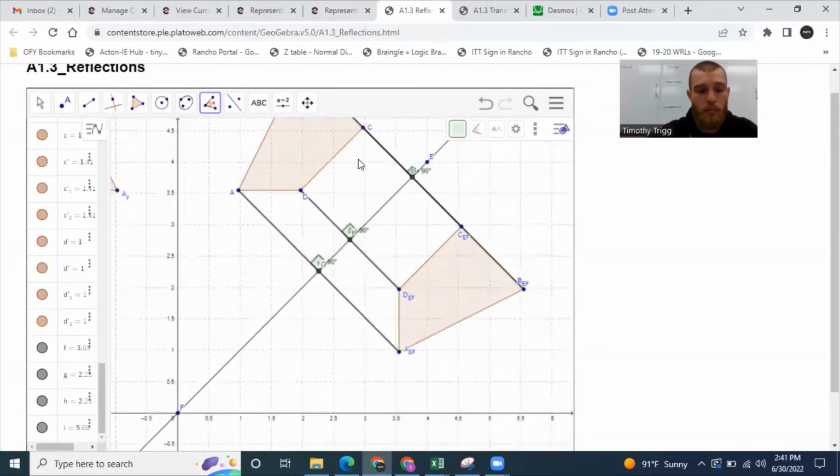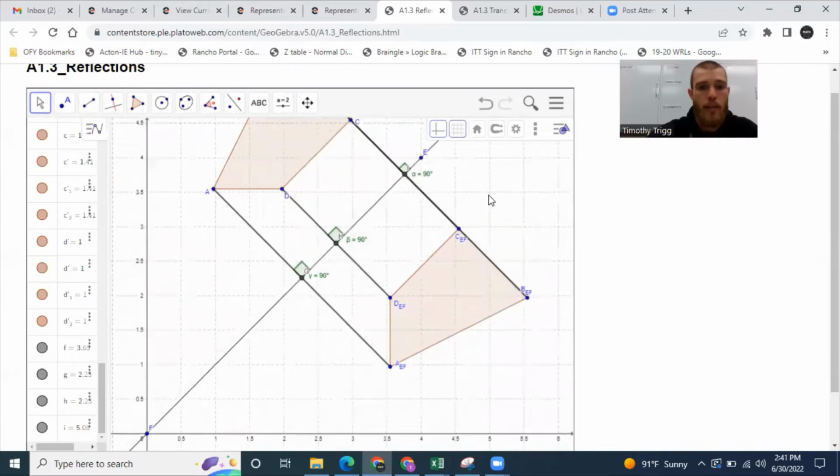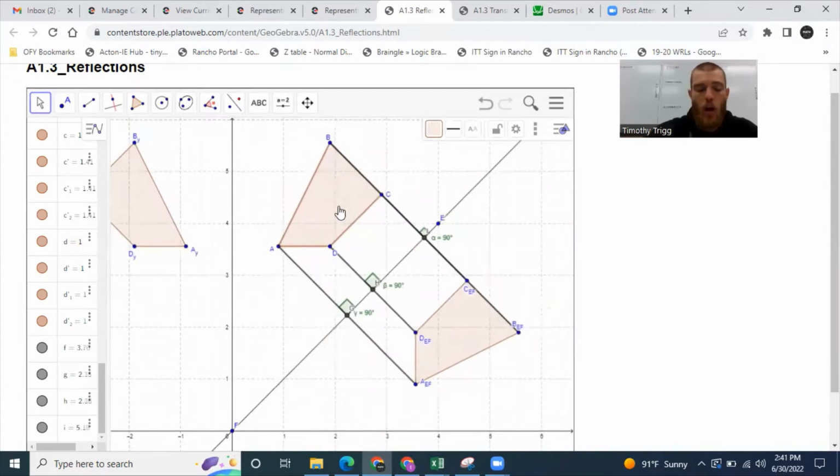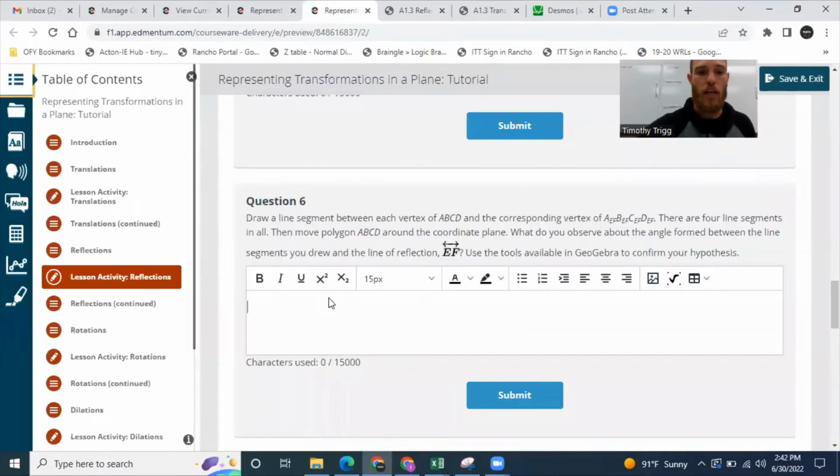Okay, now what do we notice here? What do we notice about these angle measures? Well, they're all 90 degrees, aren't they? So what does that tell us? Well, that tells us that the line that connects our pre-image to image is perpendicular to the line of reflection. Remember, perpendicular means they cross at a 90-degree angle. We covered that in the last lesson. So each segment that connects the pre-image to the image is perpendicular to the line of reflection. Okay, so that's what I want you to state here.